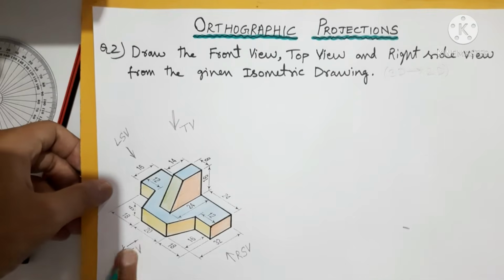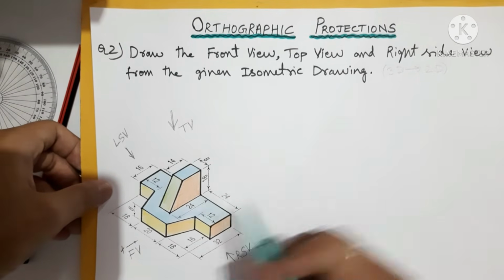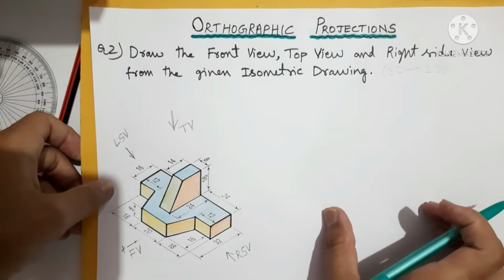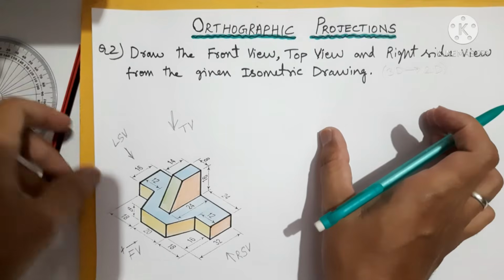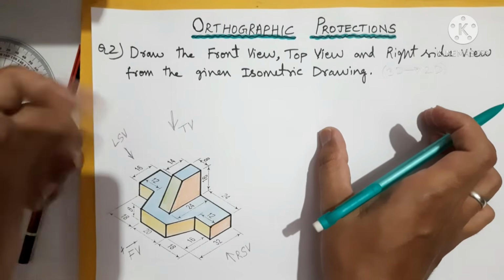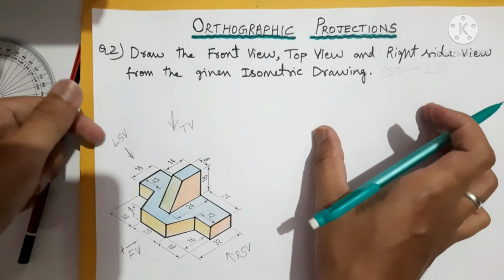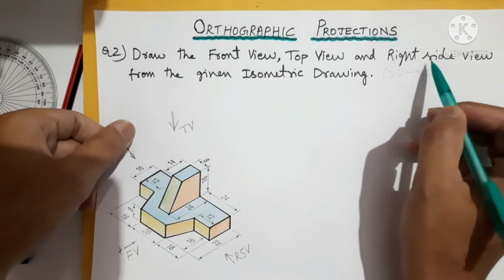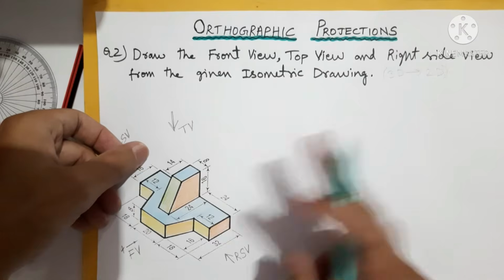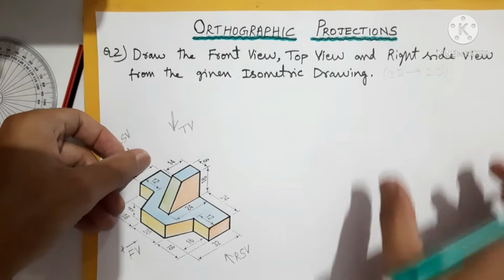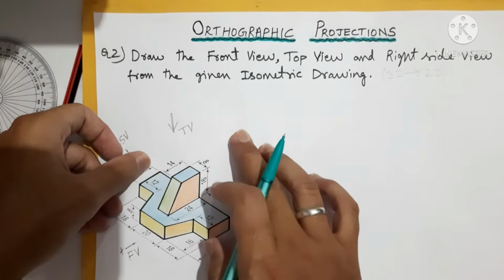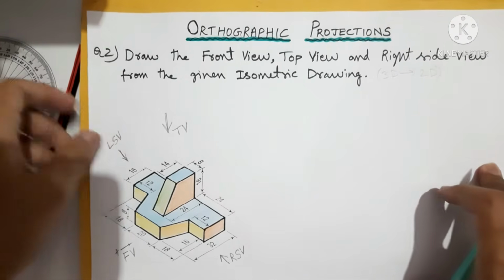So we have to draw this side, and this side. As you know, the front view will be here and the top view will be below that. If you are drawing the right side view, it will come on the left side of the front view, and the left side view will come on the right side of the front view. Here they are asking for the right side view, so it will fall on the left side of the front view. So here we will have the front view, the top view, and the right side view falling at the left side. Let us start the problem.